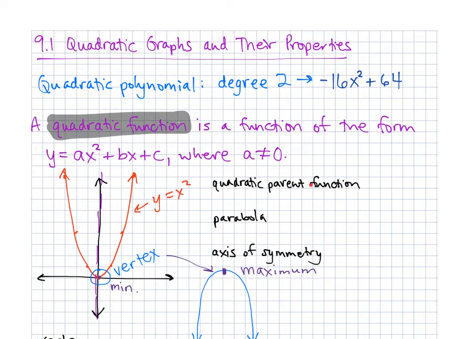So here is our quadratic parent function. This is just the most standard of the quadratics. And this is x squared. And you can see this is a parabola where this point here is called the vertex and it's the minimum.